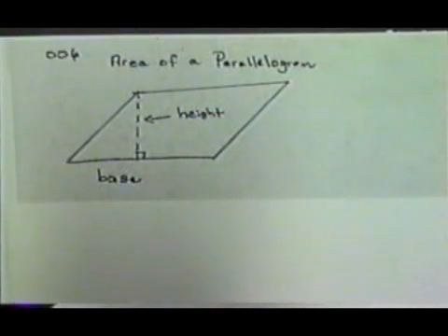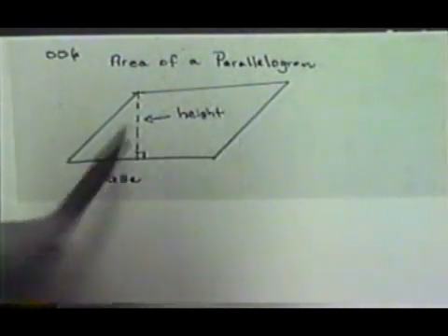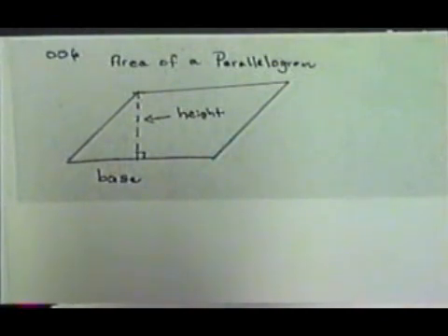The other quadrilateral, or four-sided figure, that we want to find the area of is a parallelogram. Now, you remember, in the parallelogram you do not have right angles. Here are my four sides, and you have the slant to it. Opposite sides are the same length and parallel, but you don't have those right angles.